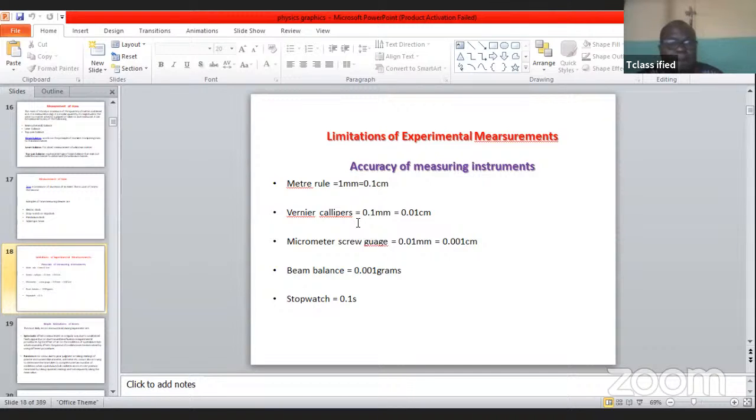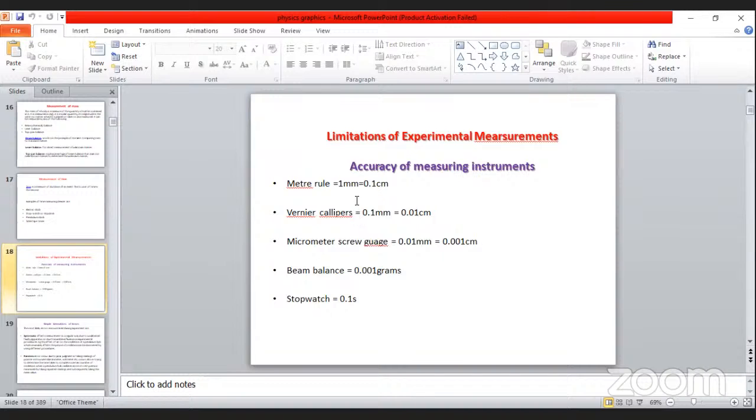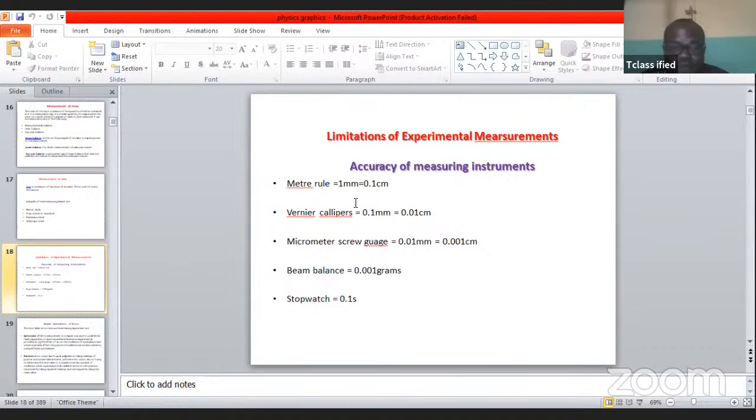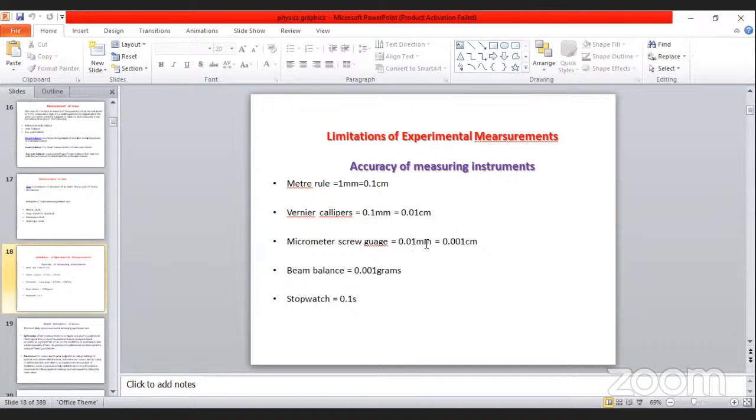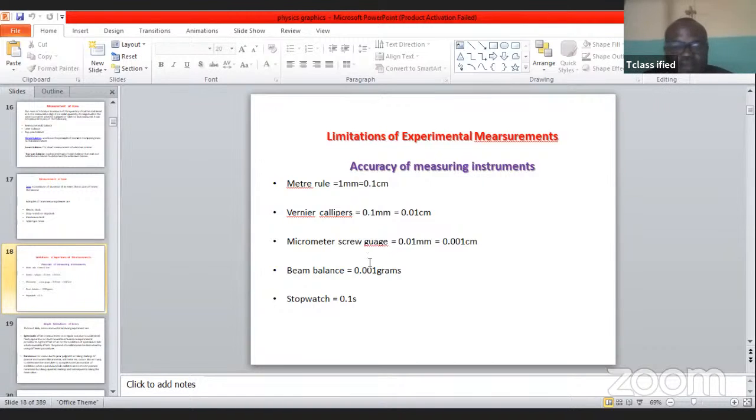Is that clear? Yes, sir. So you can see that the degree of accuracy is just getting smaller. Here is 1, 0.1, then 0.01, 0.001. Perfect. So beam balance is 0.001 grams and stopwatch is just 0.1 second.